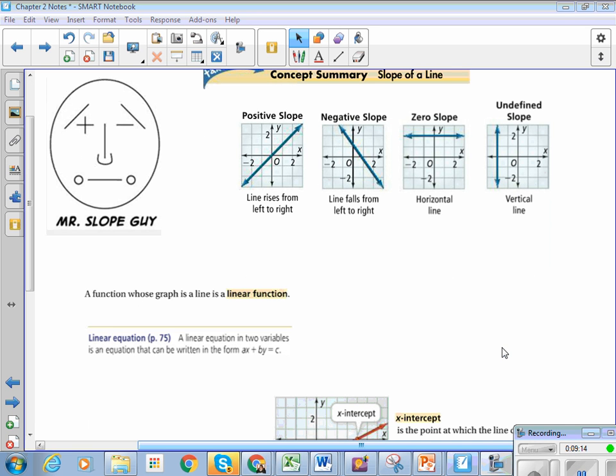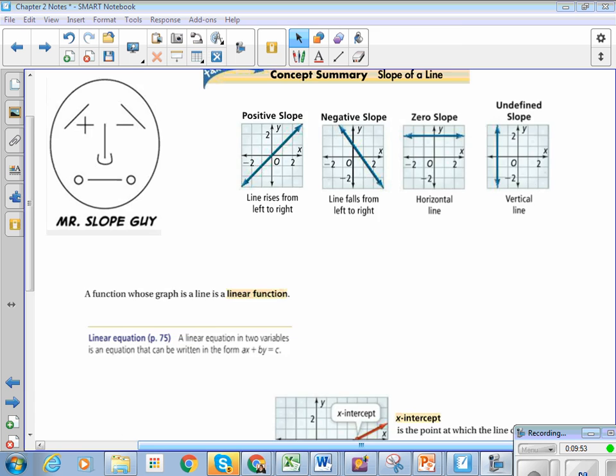Okay, so we got some vocab words coming down the pipe for us. The first one is linear function. And that is a function whose graph is a line. Okay, we can remember that. And a linear equation in 2 variables is an equation that can be written in the form ax plus by equals c. So it's got an x value, a y value, and a constant value. And the x has a coefficient and the y has a coefficient.